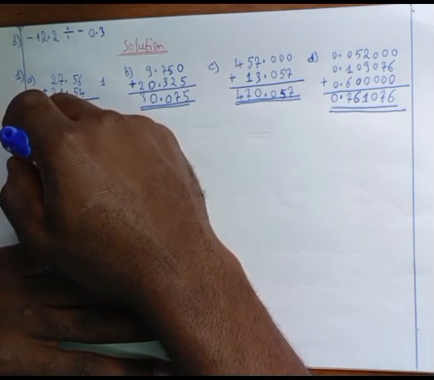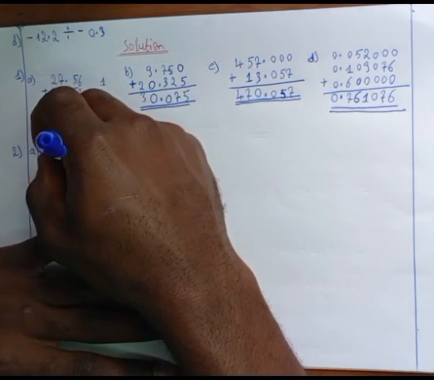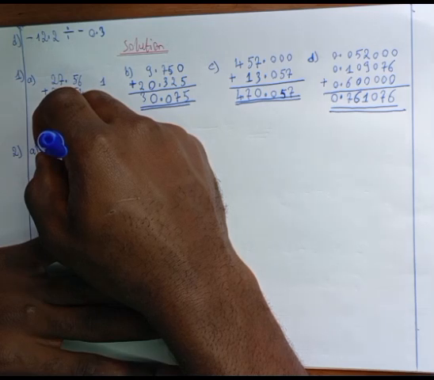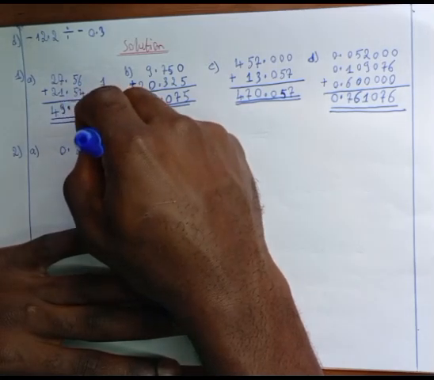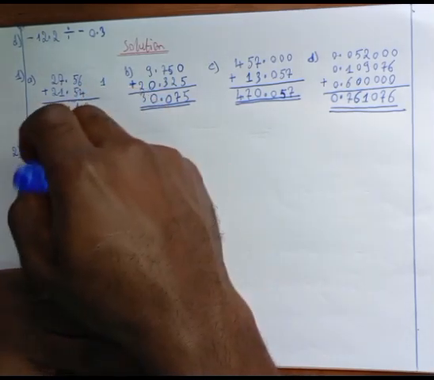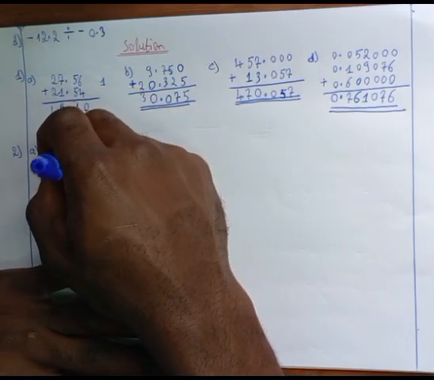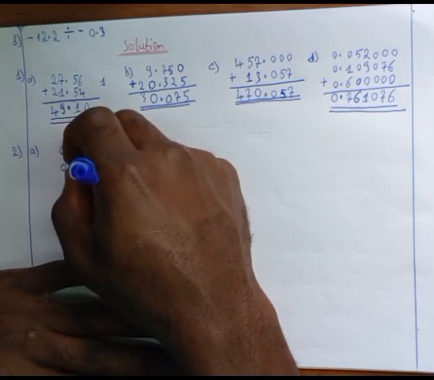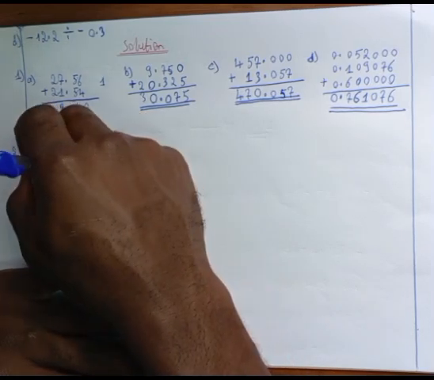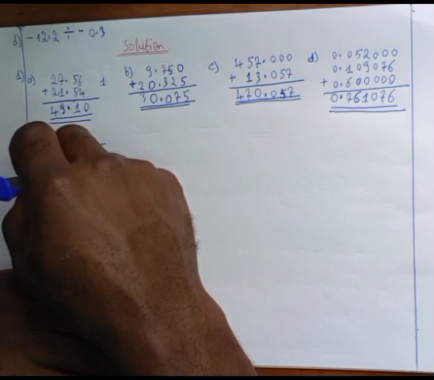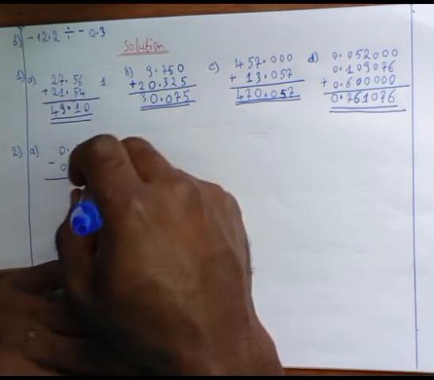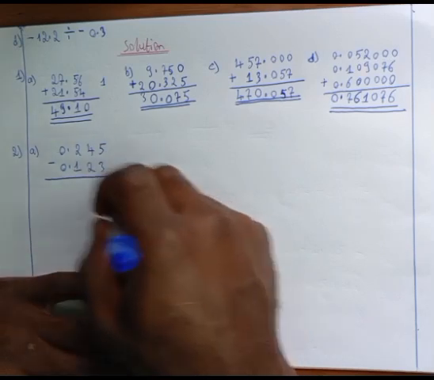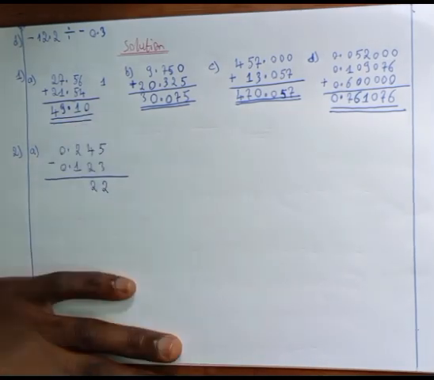We go now to question 2. Question 2 says evaluate the following. For E, we have to subtract 0.123 from 0.245. 0.245, and directly below we have to write 0.123. Put the subtraction sign. Then we carry out the subtraction starting from the right hand side to the left. 5 minus 3 gives us 2. 4 minus 2 gives us 2.